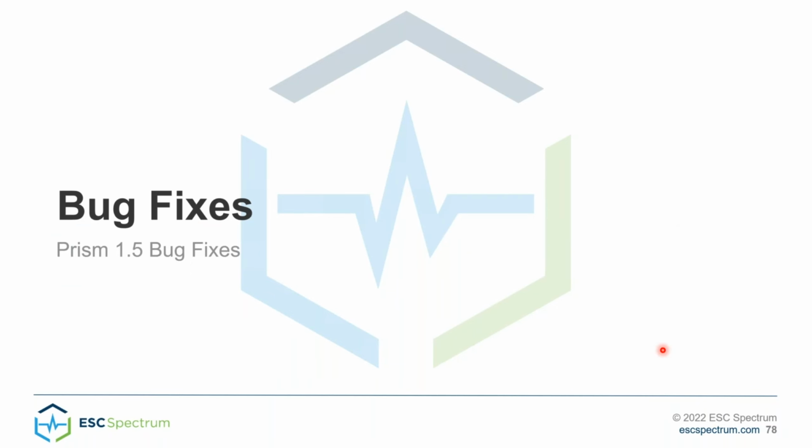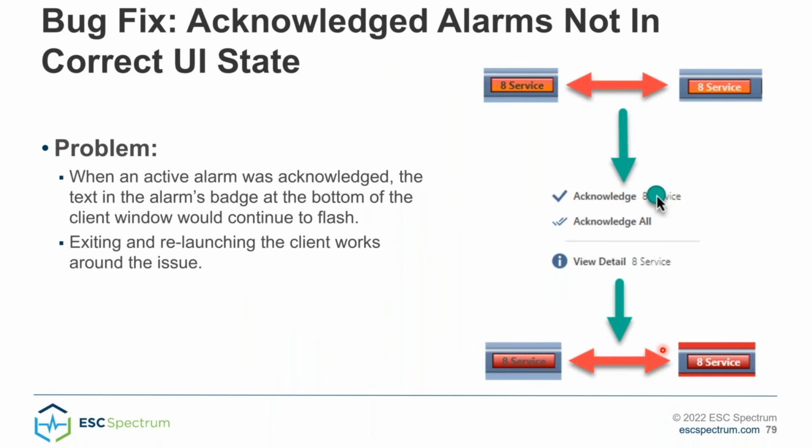Bug fixes. So Prism 1.5, I'll kind of go over these a little bit quickly. Some of these you may or may not have seen. Some of them are internal, or some are smaller in nature, but I'm going to kind of go over them anyway. If you've acknowledged an alarm and it's incorrect UI state, I think it was still flashing or it was the wrong color for the flash, that's been fixed in Prism 1.5. That now flashing works correctly.